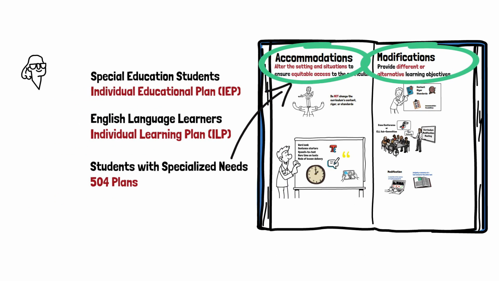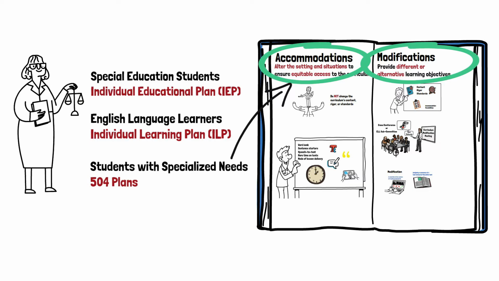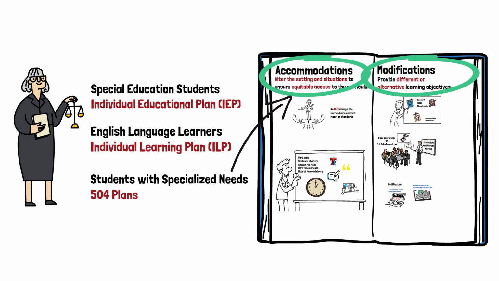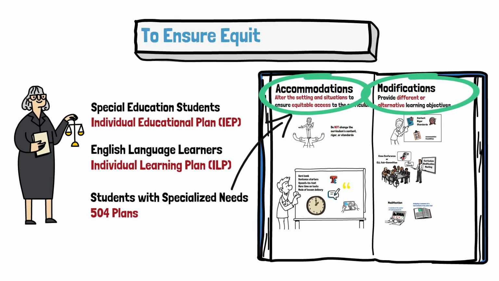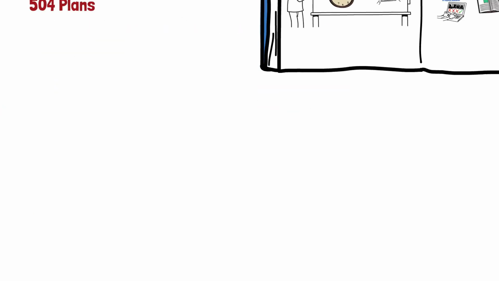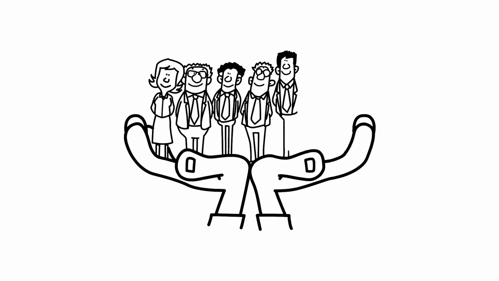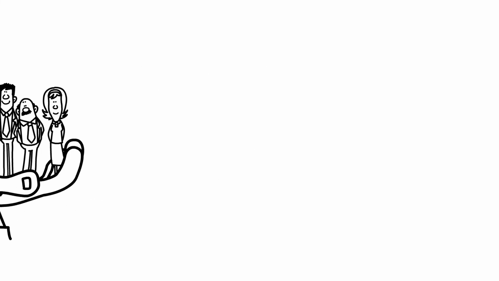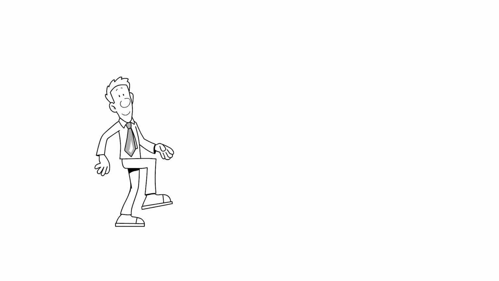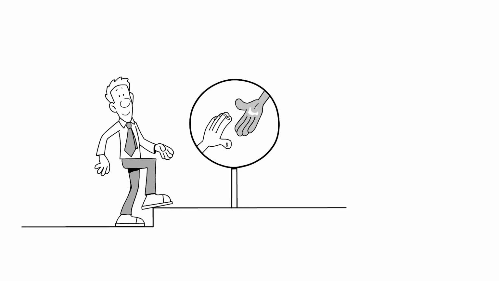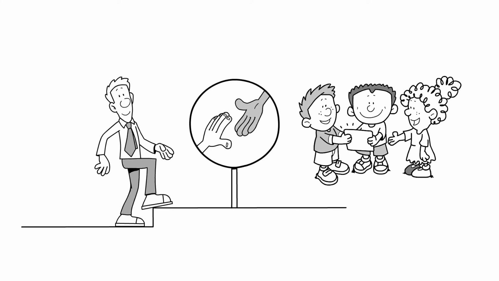All accommodations and modifications identified in IEP, ILP, or 504 plans are legally binding and identify what teachers must do to ensure equitable learning for their special population students. Teachers are part of student support teams and know the standards and outcomes required. Knowing what accommodations and modifications students need helps teachers to better anticipate and respond to challenges.